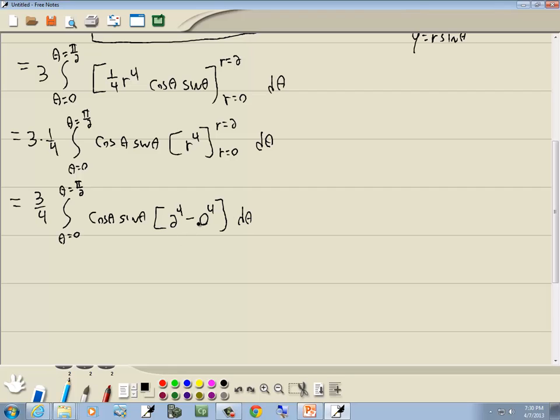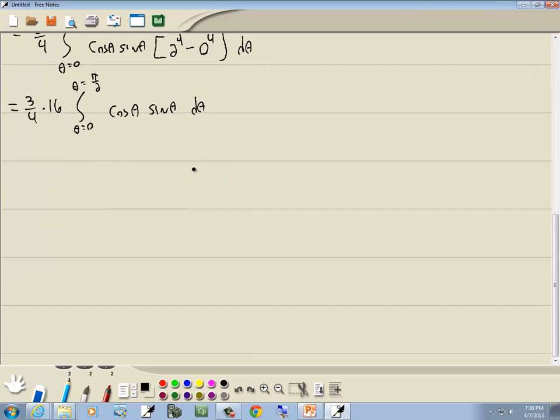Well, 0 to the fourth drops away. 2 to the fourth gives us 16, and I can put it clear out in front. So we've got 3/4 times 16, theta from 0 to pi over 2, cosine theta, sine theta, d theta. Well, this is a perfect u substitution. If we let u equal sine theta, du, the derivative of sine is cosine. So we'll have cosine theta d theta, which we already have. So this becomes 4 into 16 gives us 4, so that gives us 12.